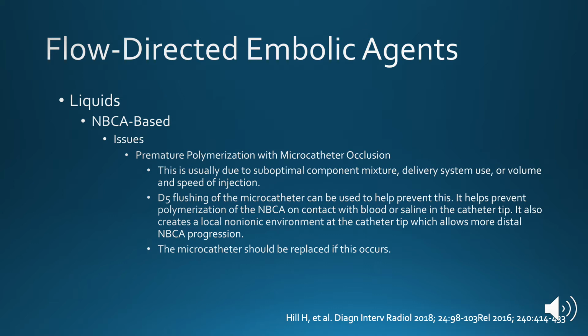It also creates a local non-ionic environment at the catheter tip, which allows for more distal progression of the glue. Of course, if the microcatheter occludes, it will need to be replaced. It's a bad idea to try and flush out the polymerized glue, and also very difficult to do that because that can lead to non-target embolization if successful.